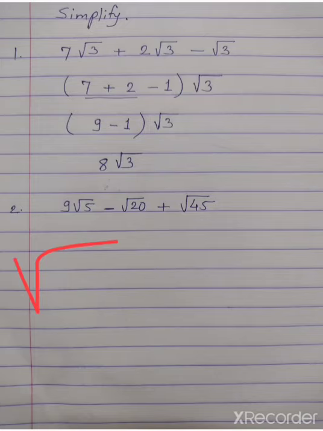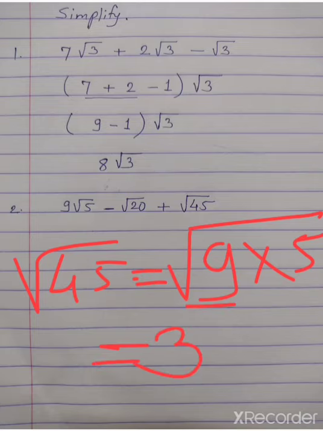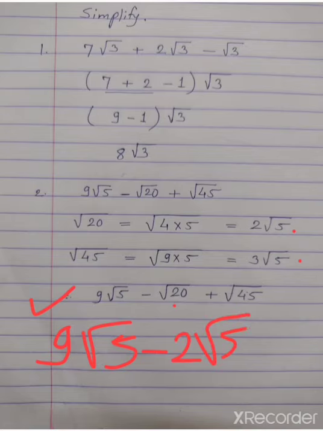Similarly, root 45 can be written in the form of 9 fives are 45. So again, when this 9 comes out of the radical sign, it will become 3 root 5. So this is the simplest form. Now substitute these values in the given question. So here 9 root 5 remains as it is, minus root 20 is nothing but 2 root 5, plus root 45 is equal to 3 root 5.